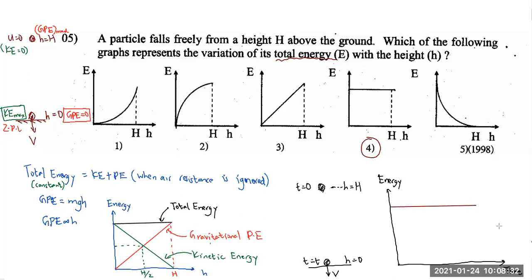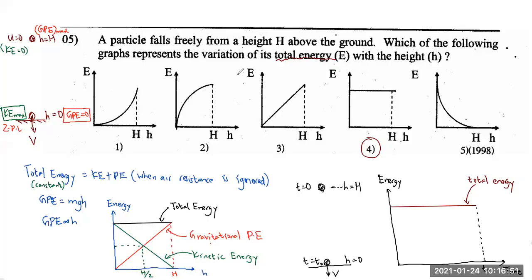So I've taken the time taken to reach the ground as t naught. So we will be extending the graph until time t naught. So until t naught, the total energy will be constant. No problem. Total energy will not change as long as air resistance is ignored. So this is total energy. Now we are going to plot the variation of kinetic energy and potential energy. How are the shapes going to be?